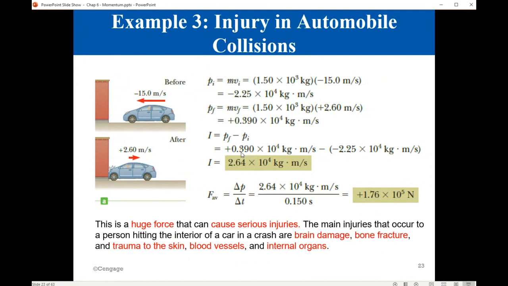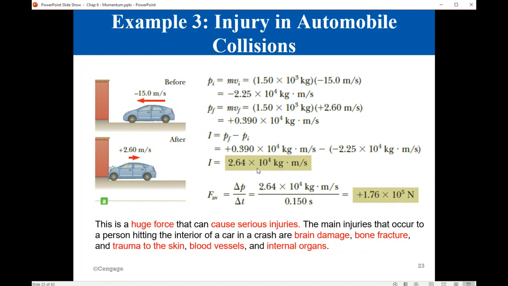P final minus P initial, and as I said earlier, momentum is a vector quantity, so direction matters. So minus 2.25 by 10 to the power 4. So now the impulse becomes 2.64 by 10 to the power 4 kilogram meter per second.